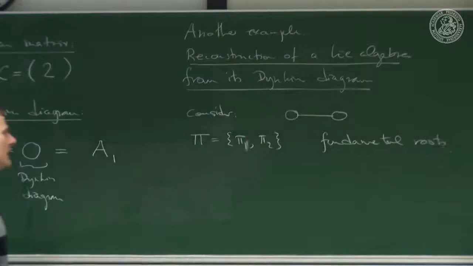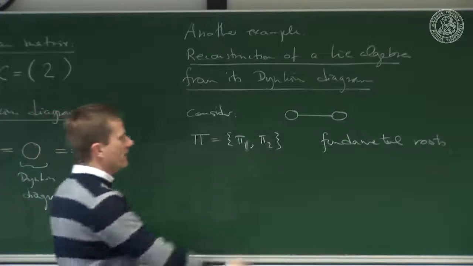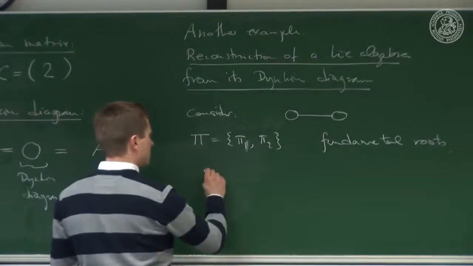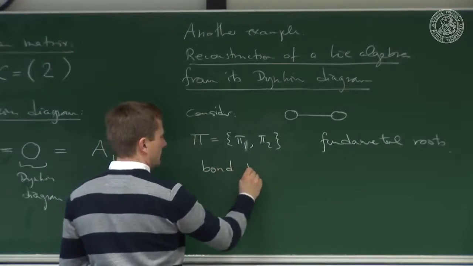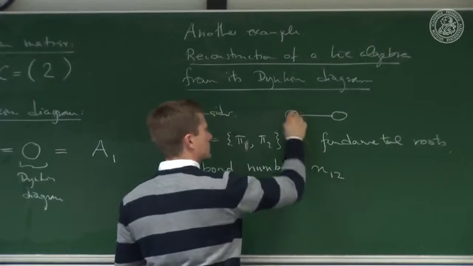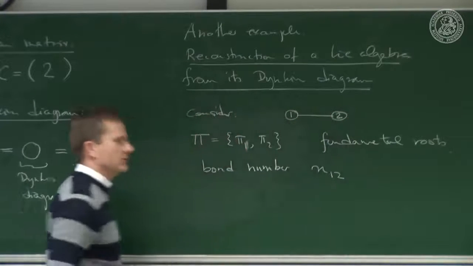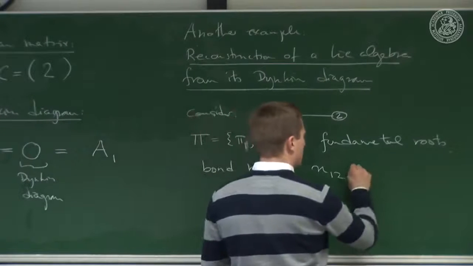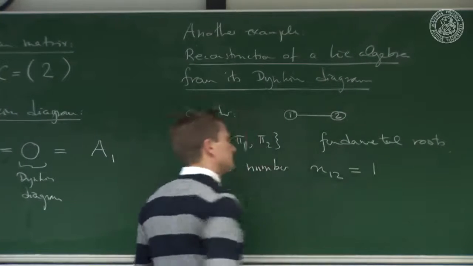Now, we have something on top. We have one bond between the two. But so that means that the bond number n1,2, so say this is the root 1, this is the root 2, it doesn't matter because the diagram is symmetric, but the bond number n1,2 is 1.